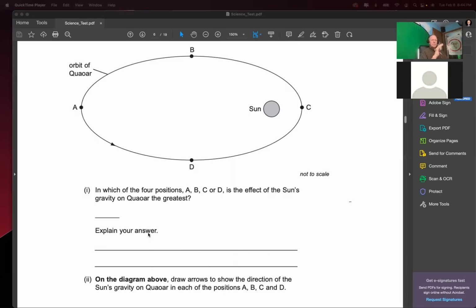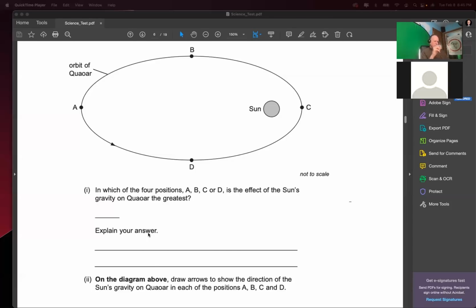Which of the 4 positions, A, B, C, or D, is the effect of the sun's gravity on Quasar the greatest? And your answer is C. And why is that? Just pretty much because C is the point that's closest to the sun. On the diagram, draw arrows to show the direction of the sun's gravity on Quasar in each of the positions A, B, and C. So how would you draw that? I guess everywhere it's going to be pointed sort of toward the center of the sun. All right, that's good enough for me. I think you answered that question completely because you addressed all 4 positions.